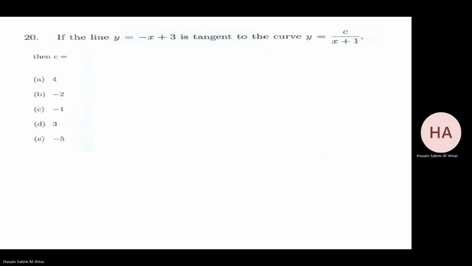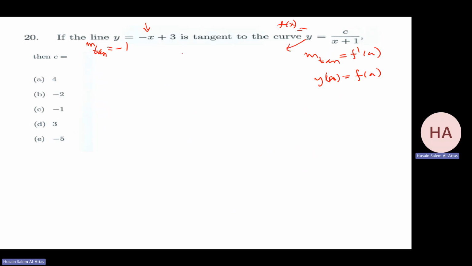If the line is tangent to the curve, the same idea, we say the point of tangency. So I call this f of x. And I know m tangent equals f prime at A, and y at A equals f at A. What is the slope of the tangent? It is minus 1, very clear. This is minus 1. So what is f prime? Here I get f prime will be minus c over (x plus 1) square.